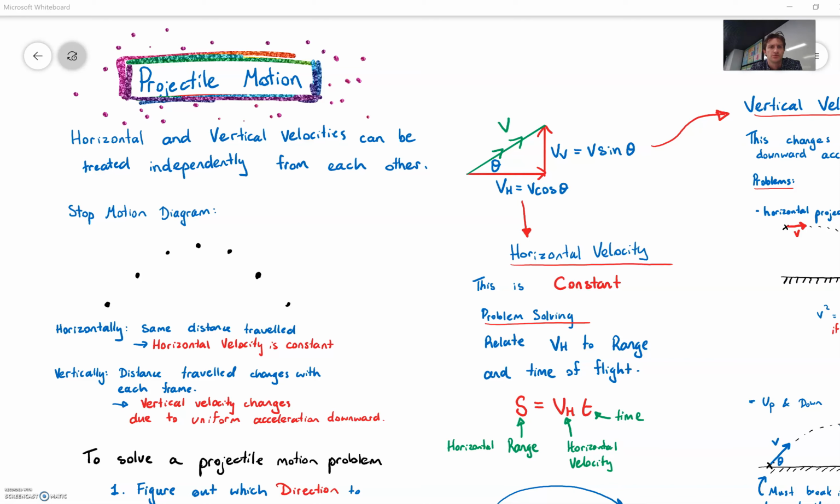So first of all, with projectile motion, a thing that you need to understand is that the horizontal and vertical components of motion, we treat them independently of each other.